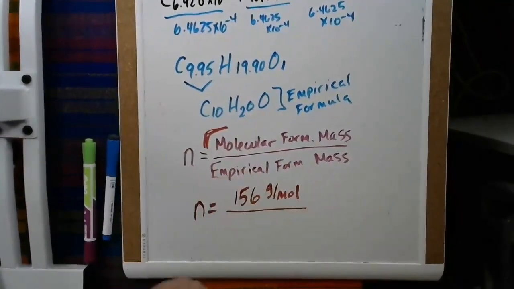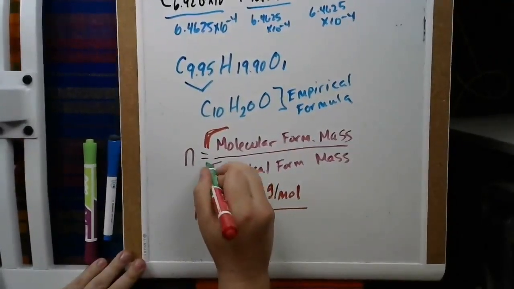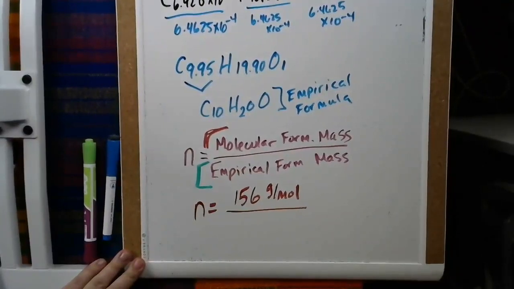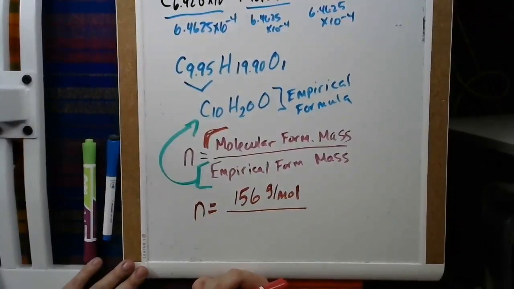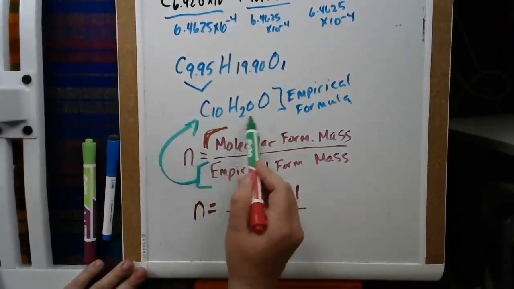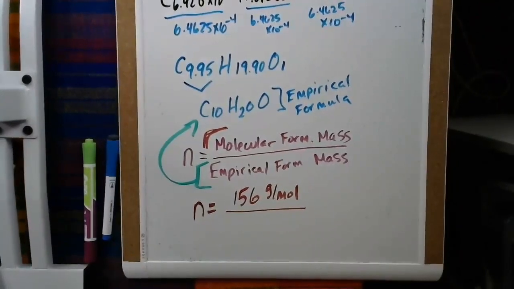Now, this bottom value here, our empirical formula mass, we are responsible for finding that from the empirical formula, okay? And we're just going to do that by counting up the molar mass of this compound. So 10 carbons, 20 hydrogens, and 1 oxygen. Let's see what that mass is. It's 156.3.